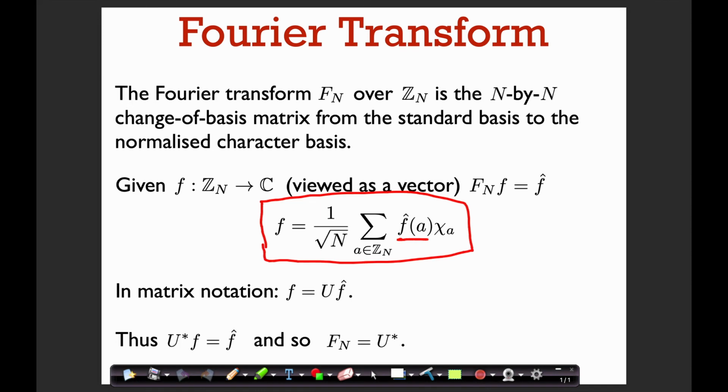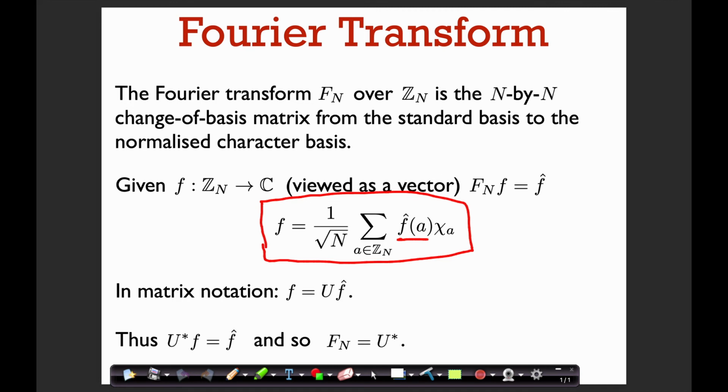So if we take the matrix from the previous slide, U, the columns of U were exactly these normalized characters. Okay, so that means that U times f hat, what is this? U times f hat, it's just going to be a linear combination of the columns of U with the coefficients in that linear combination given by the entries of f hat. Okay, so it is exactly what we have here on the right-hand side. Okay, so we can just more succinctly write this equation in matrix notation as f equals U times f hat.